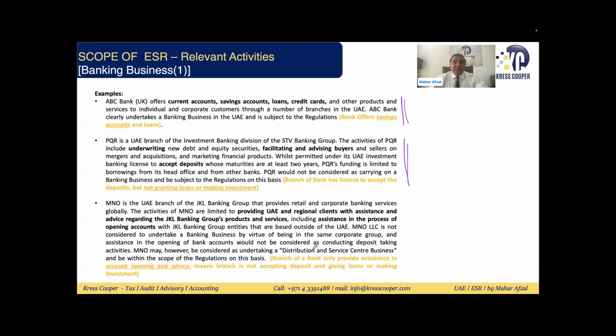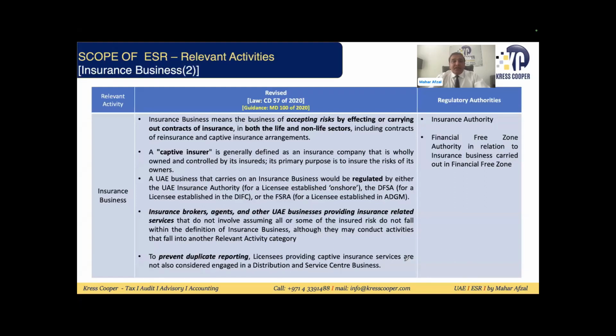In the third category, a branch of a bank only provides assistance in account opening and advice, meaning the branch is not accepting deposits and not giving loans, then it will be assumed that the branch is not doing the relevant activity. Next is the insurance business.